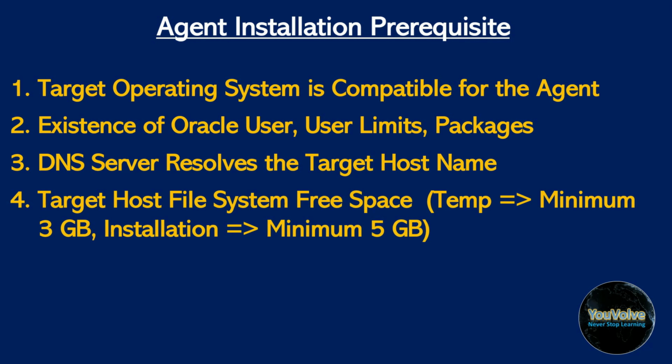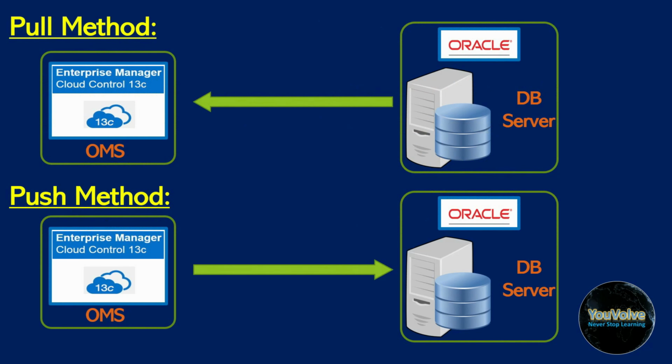In the fourth place, we have to make sure that the minimum space requirements are met. That is, the temp storage or the temp file system should have minimum 3 gigs of free space, and the file system that you are going to install the agent on should have minimum 5 gigs of free space. We'll discuss 2 different methods of installing OEM agents which are mostly used. You will be able to find all the commands that I'm using here in the description of the video below.